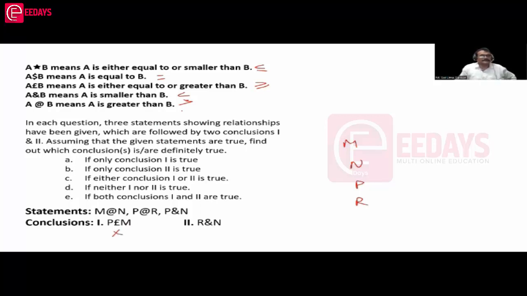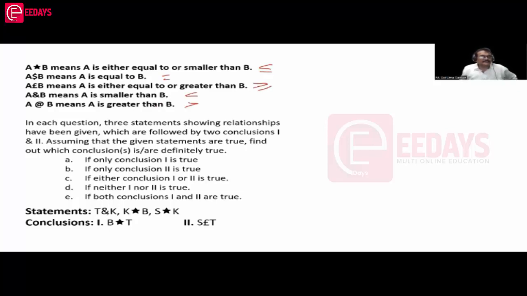R and N. R is less than N. Yes, N means less than. Here R is there and N is there. R is less than N. So only conclusion 2 follows. It's very simple. Next one: smaller than or equal, greater than or equal, smaller than, greater than.